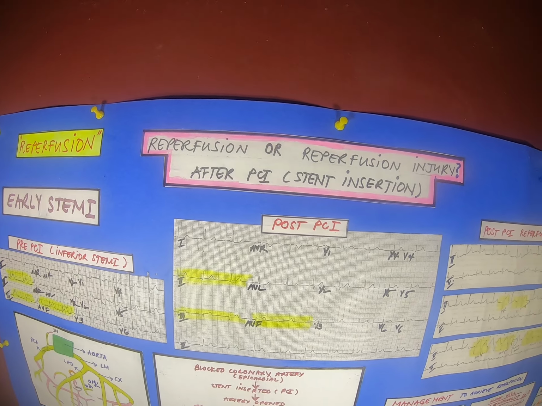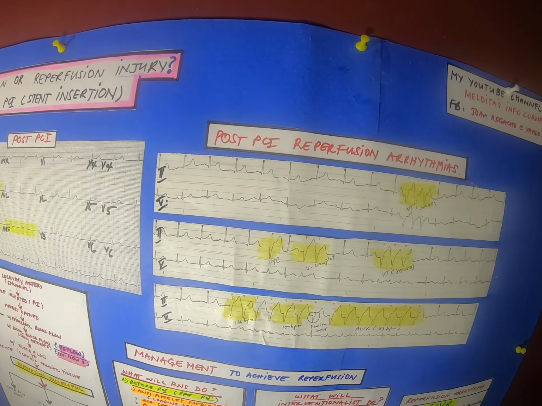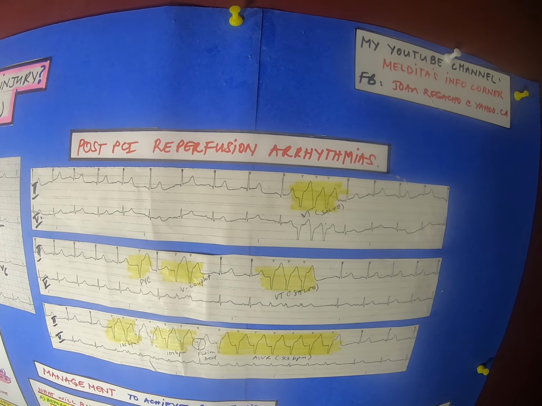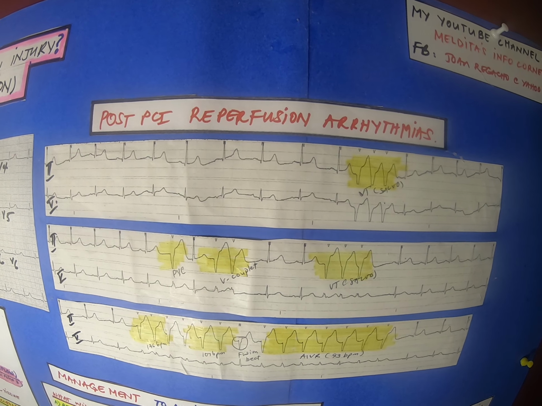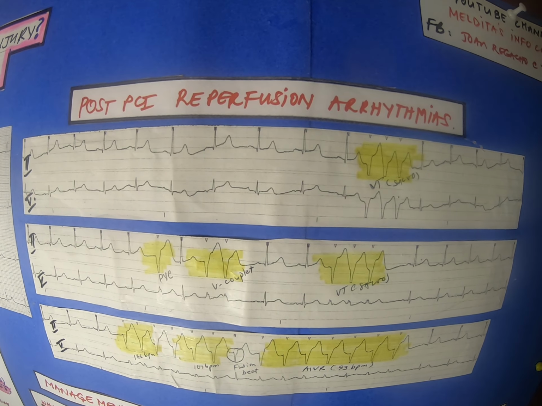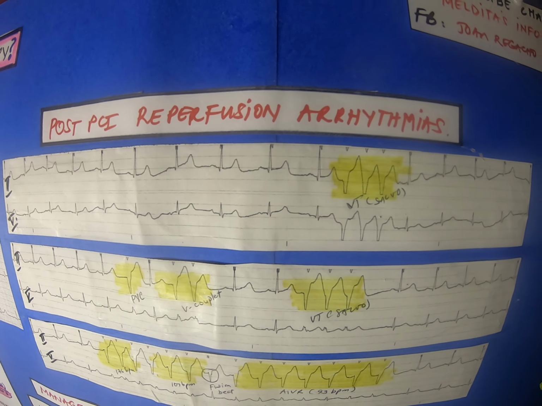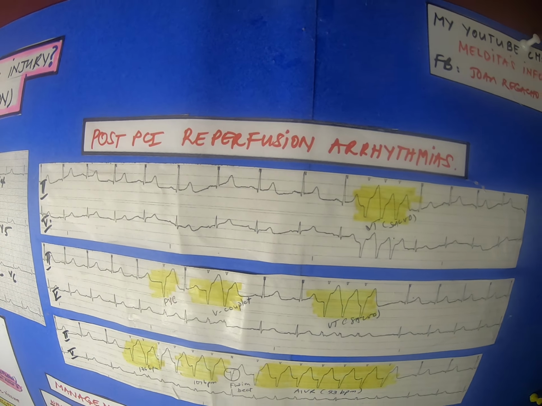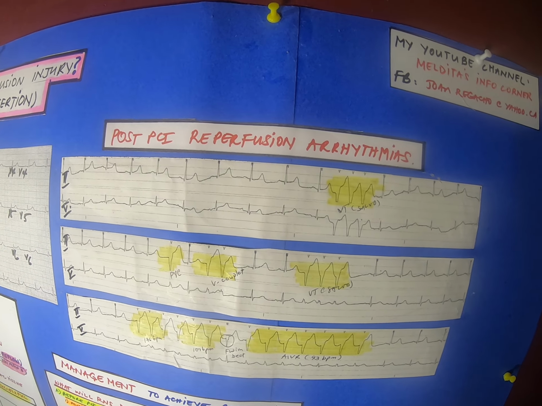So this is the continuation of the English version of reperfusion injury after PCI or stent insertion. Okay, post-PCI reperfusion arrhythmias. These arrhythmias actually come from the reperfused heart muscle after we open the coronary artery with the stent, and the heart muscle supported by this open coronary artery will be saved and back to its regular aerobic metabolism.